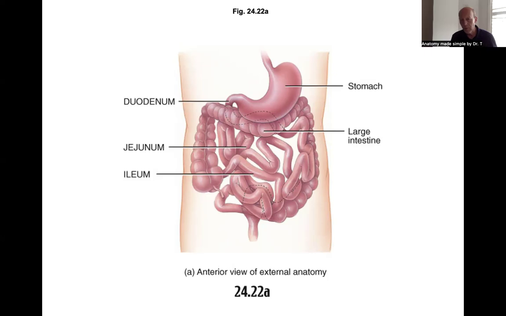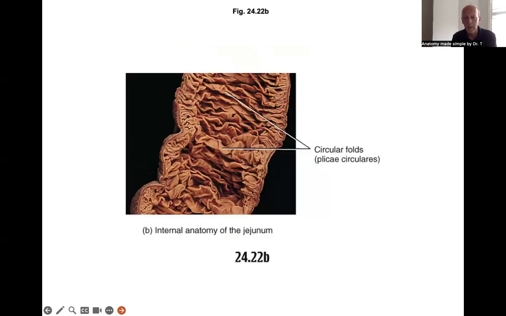What is very important functionally is that through the walls of the small intestine, most of the nutrients are absorbed either into the bloodstream or into tiny lymphatics that are also part of the intestinal mucosa. We're going to show this a little bit later. For now, we just wanted to see what it looks like. And on the next slide, you will see something that is truly unbelievable.